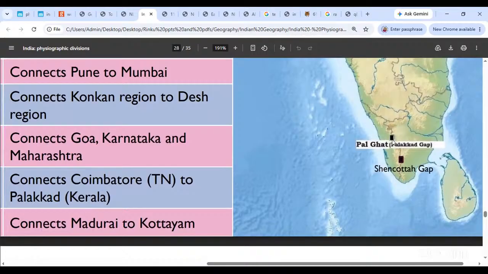Palghat over here. Can you see Palghat over here? The one in Kerala. That connects Coimbatore to Palakkad. That is the connection. And lastly, Shencottah Gap, that connects Madurai to Kottayam. That's the connection. So throughout until the very end in the Western Ghats, you will find this connection.